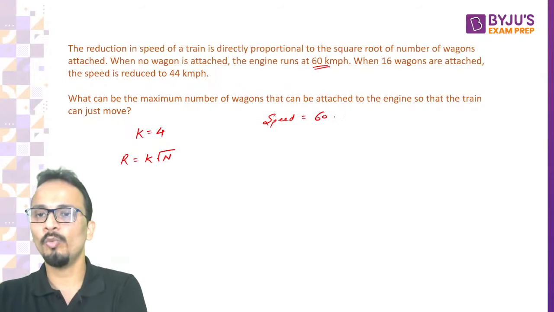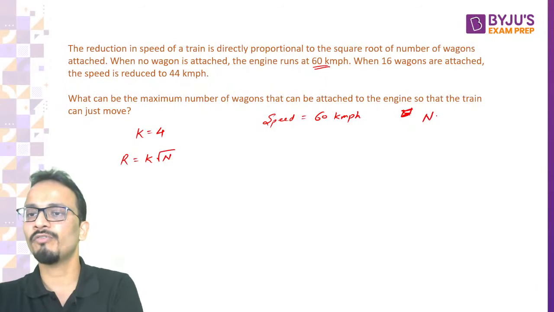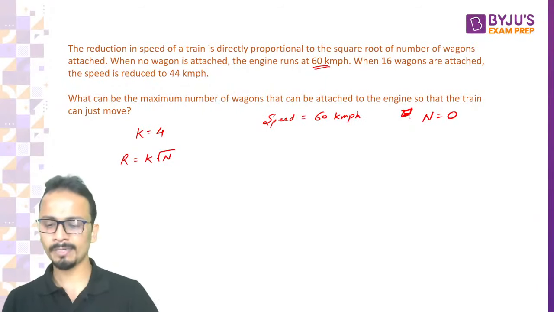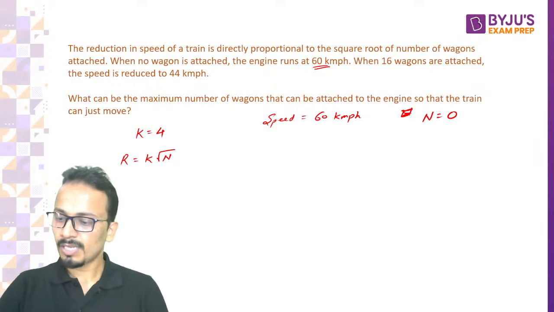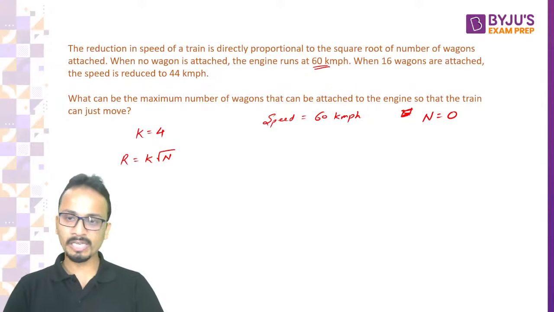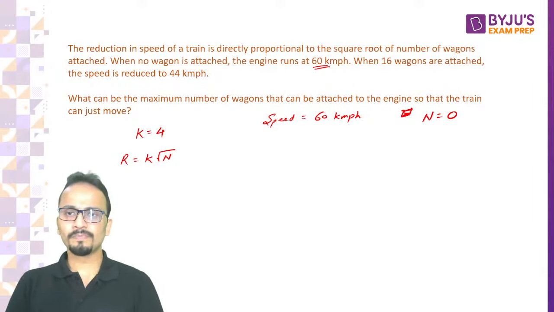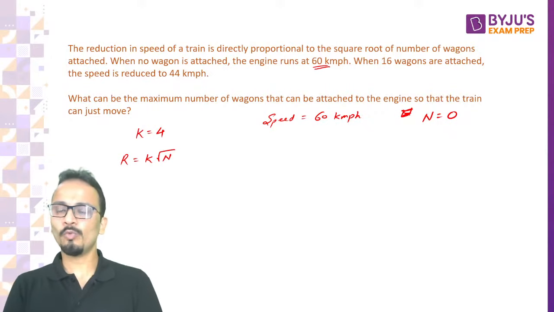Okay, when no wagons were attached, the speed was 60 km per hour, when the number of wagons was 0. All right. Now, what I'll do is, I will calculate VM. This is the trick here. So, wonderful VM. Okay, so let's see what will be the actual answer. Now, speed is 60 when no wagon is attached.